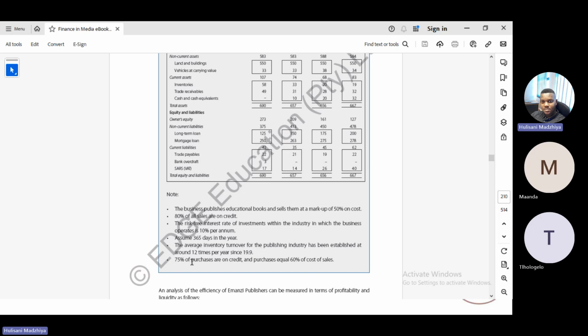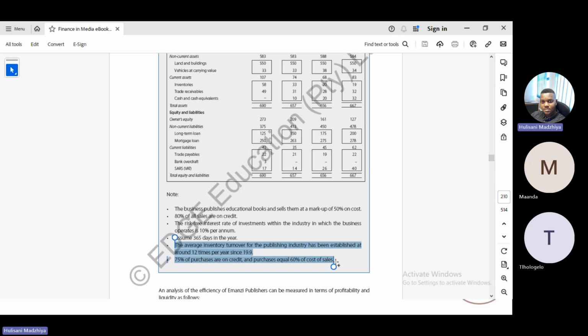And it says 75% of purchases are on credit, and purchases equal 60% of cost of sales. So this is normally used when you are calculating your inventory days, and this is for the next coming lesson. Actually, everything from this point relates to our next lesson, which is going to be talking about the liquidity ratio.